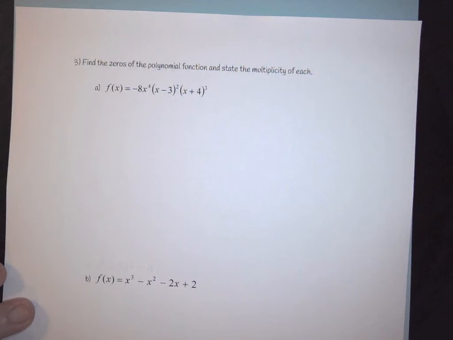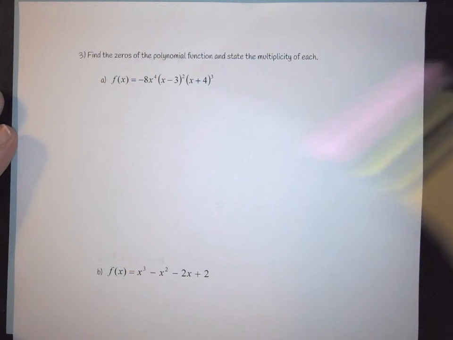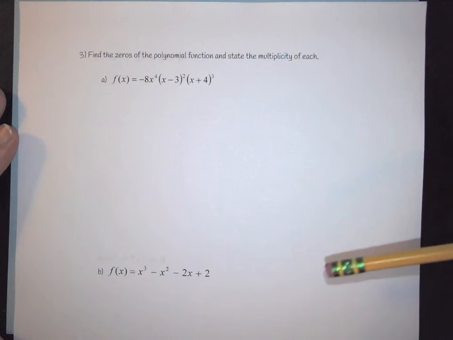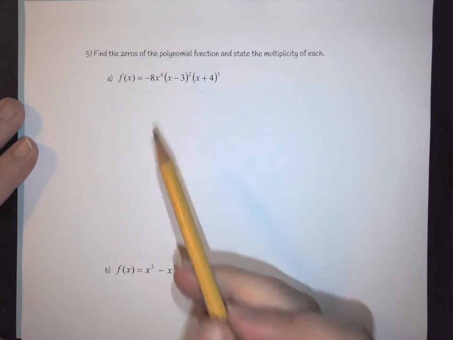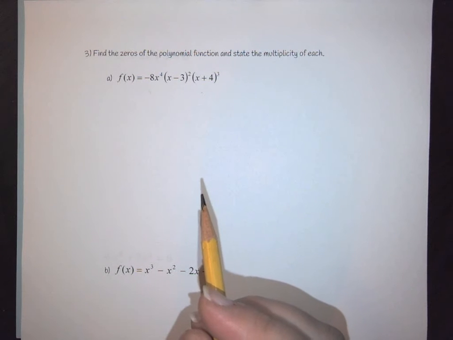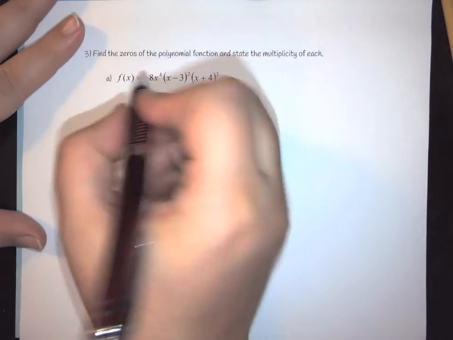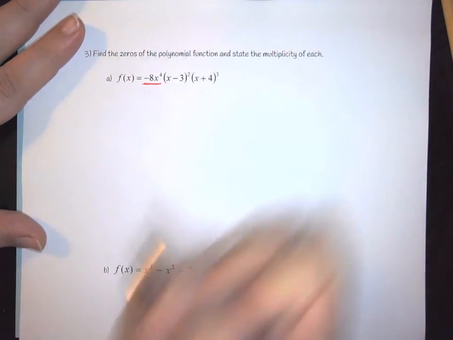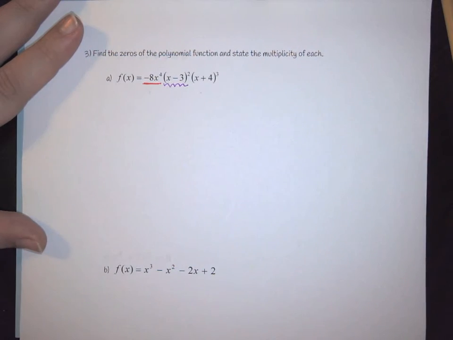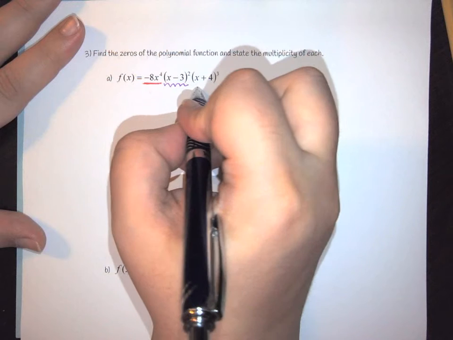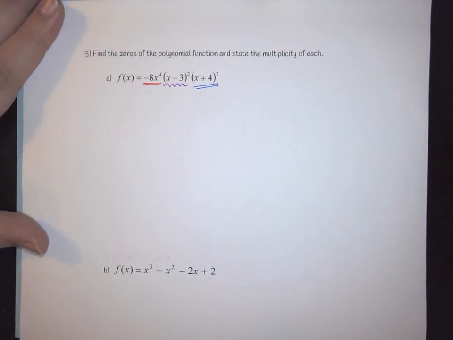Alright, let's look at one that's phrased a little differently. Here we want to find the zeros of the polynomial function and state the multiplicity of each. So in this case, I'm giving you a polynomial. I want to know what the zeros are, and I want to know the multiplicity. In order to do that, I have to look at each individual piece as if it was its own. The first thing I have is negative 8x to the 4th, and that's its own part. I then have this x minus 3 piece, and then last but not least I have the x plus 4. So each individual part is going to be its own piece.